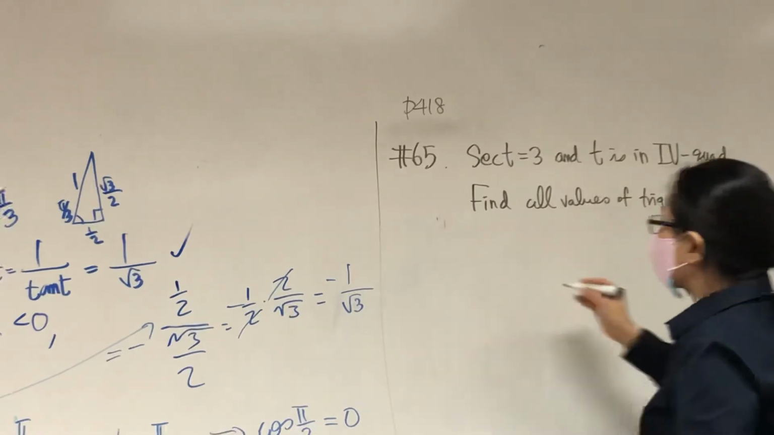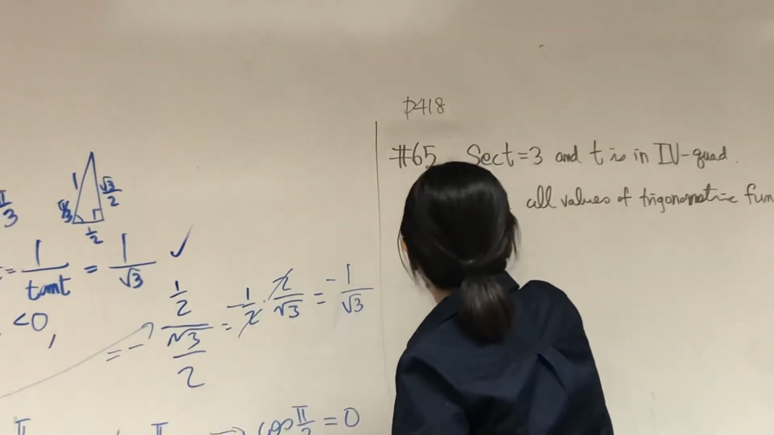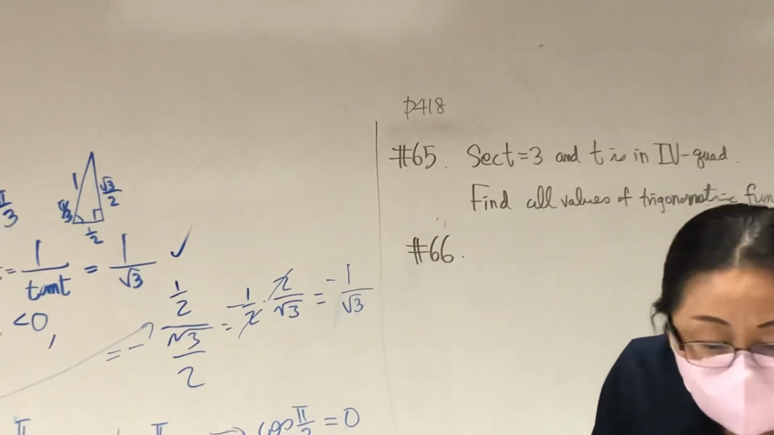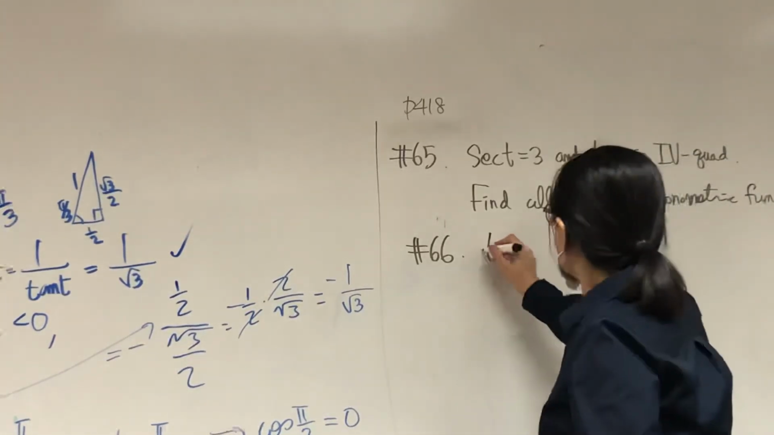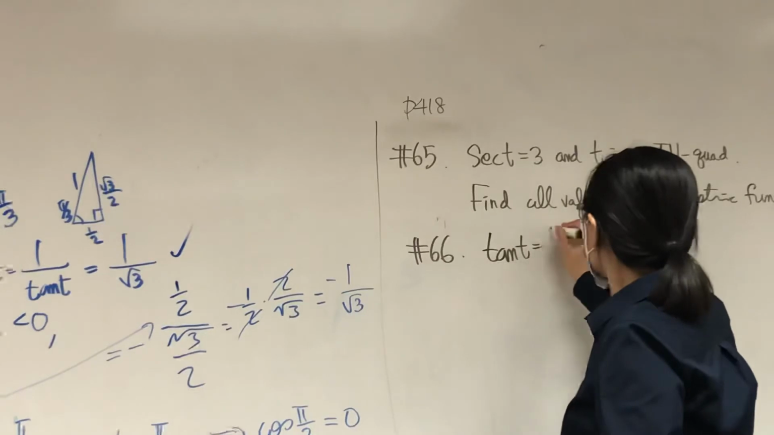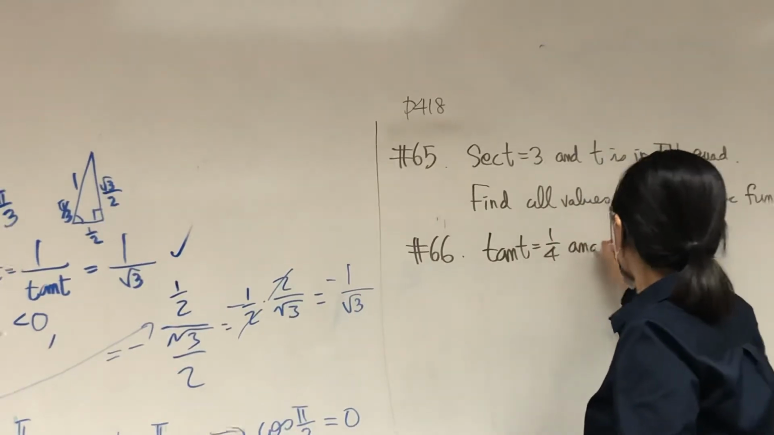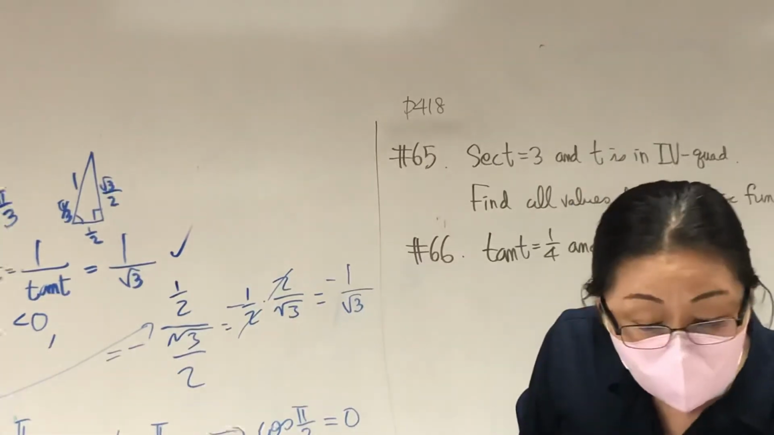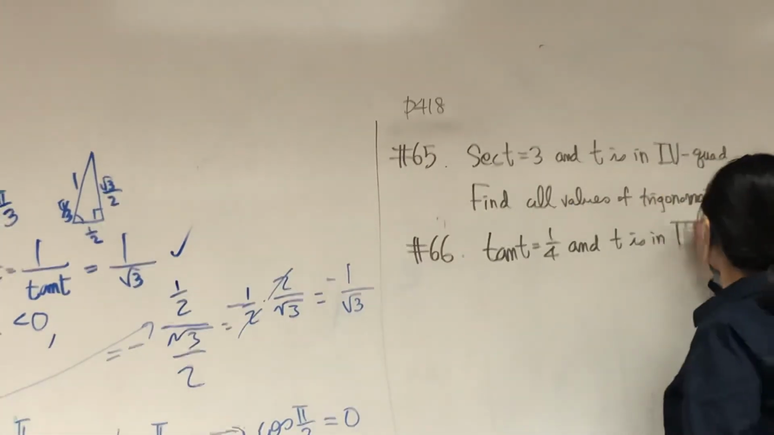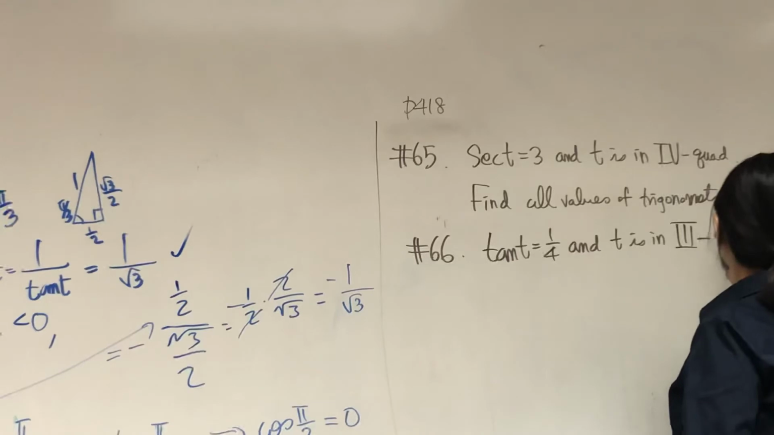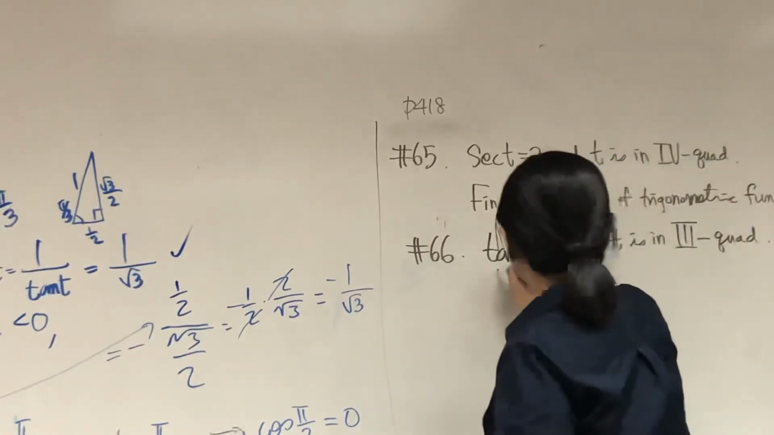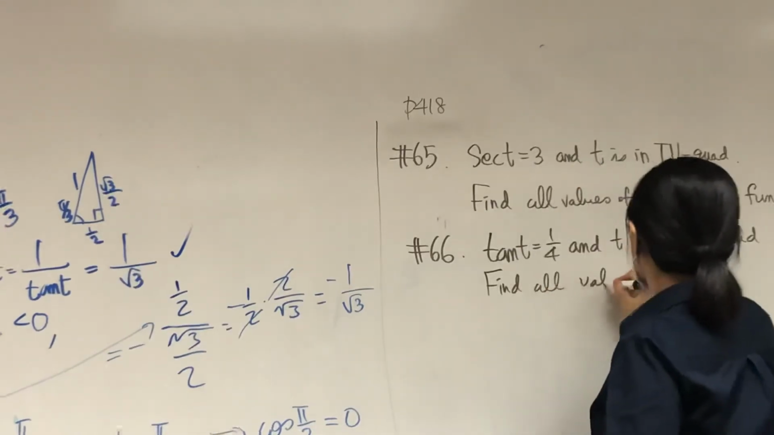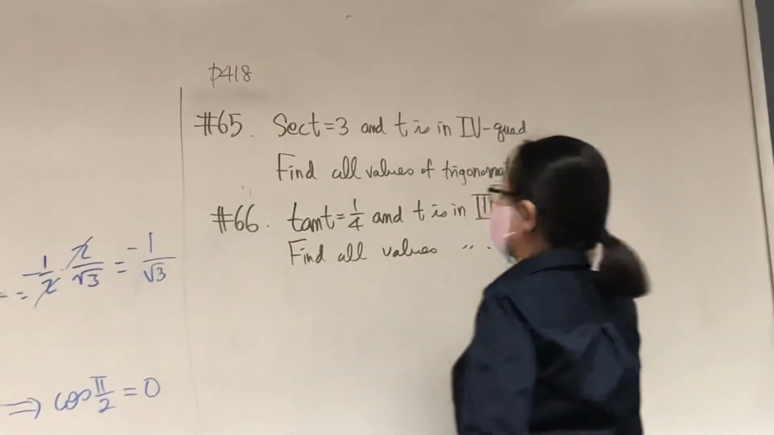You can't do this whole unit if you don't know these. And you have a very similar problem: tangent t is 1/4, and t is in the third quadrant. Same thing. Find all values.